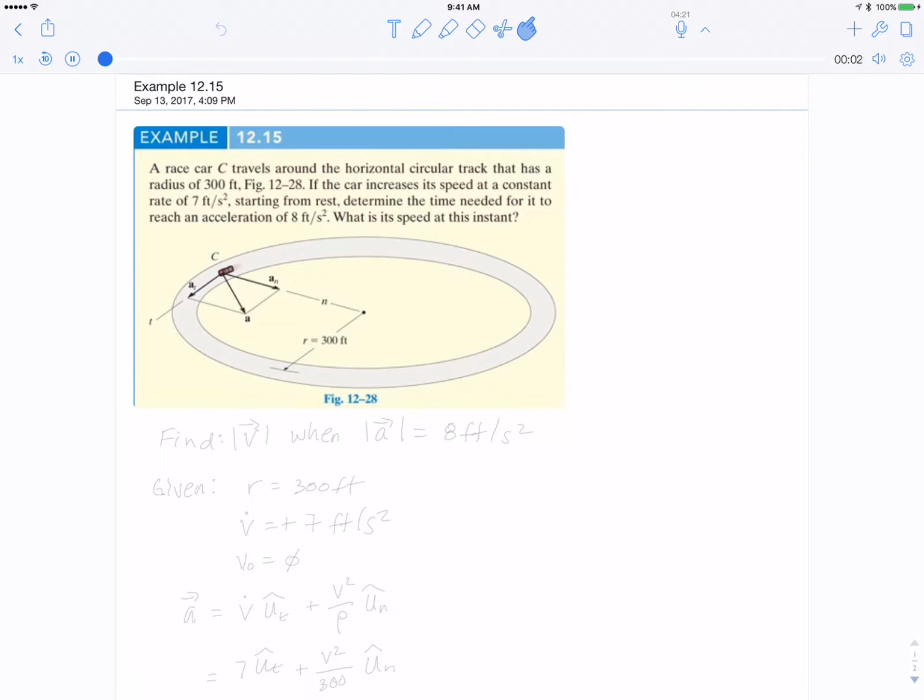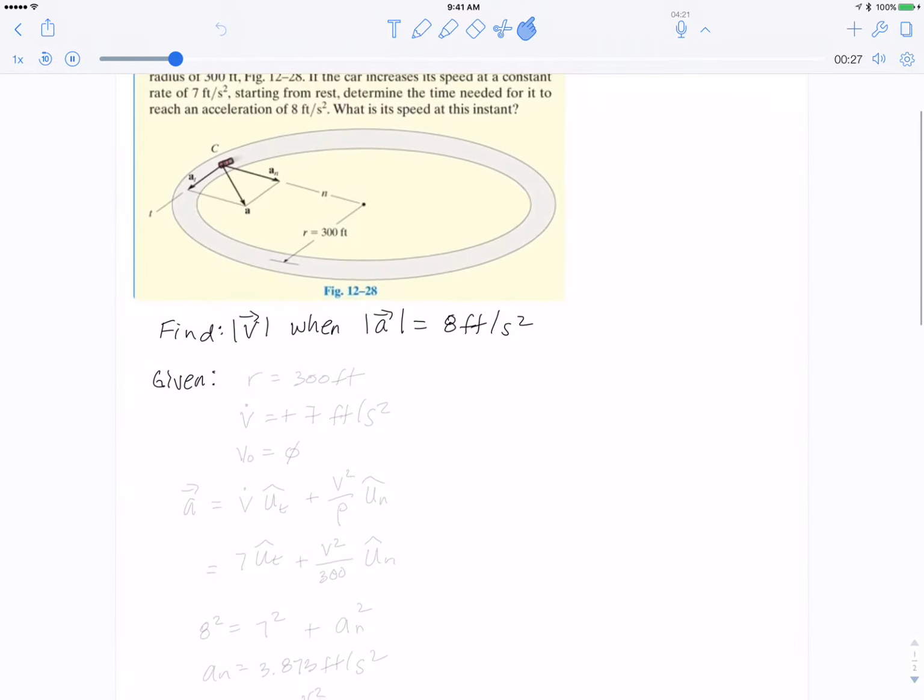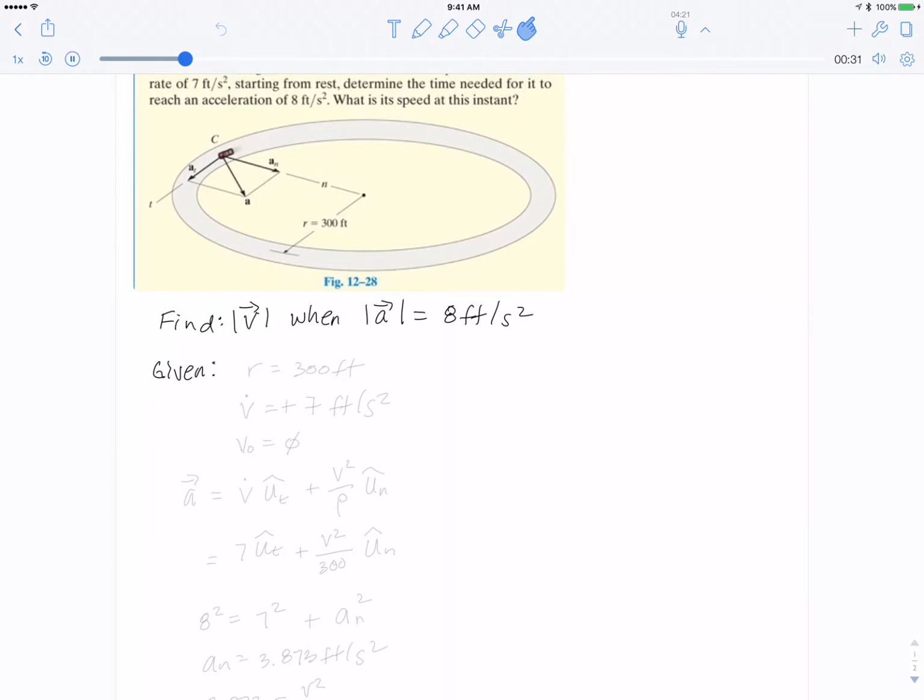So this is example 12.15, and what they want us to do is find the speed when the magnitude of the acceleration equals 8 feet per second squared. And so what are we given? Well, we're given that the car is going around a circular track. So we could probably do this problem in either polar coordinates or NT. We'll solve it in NT since that's the chapter we're in now.